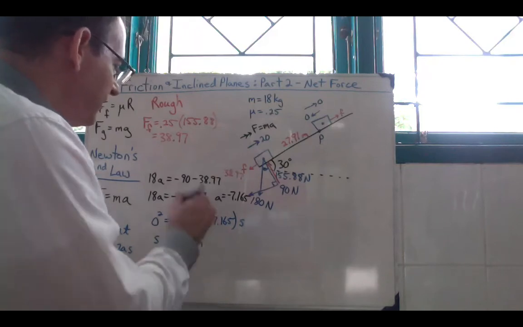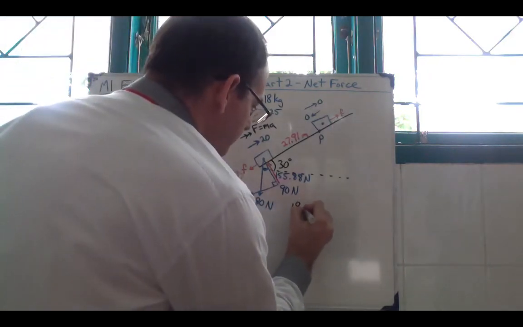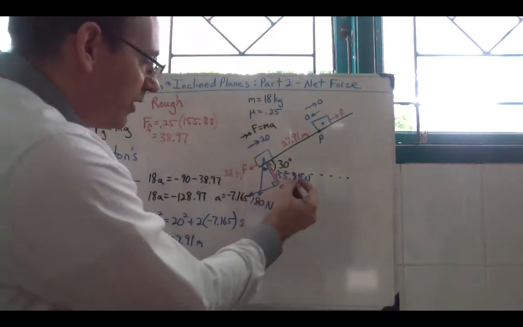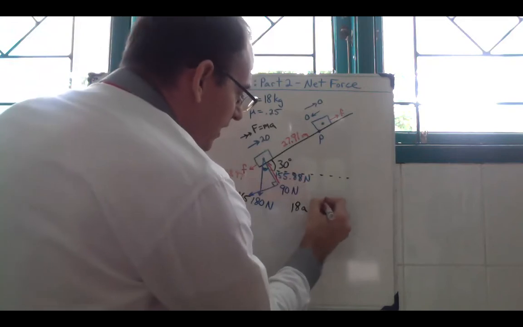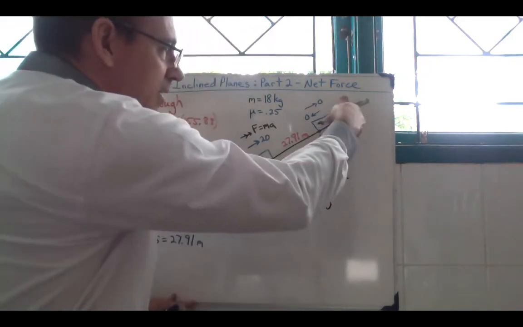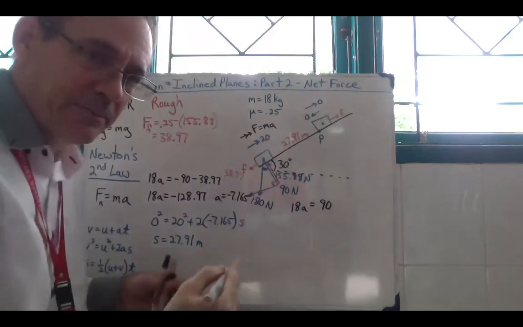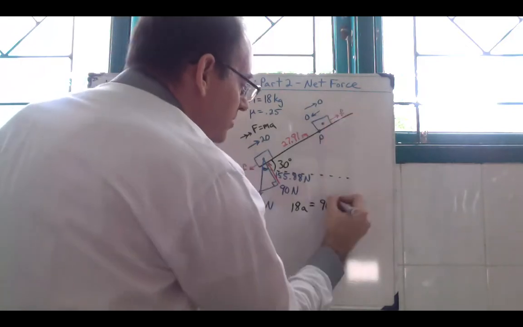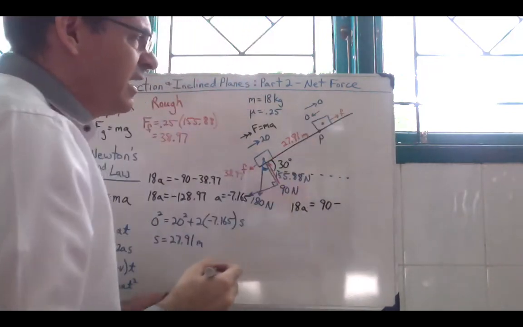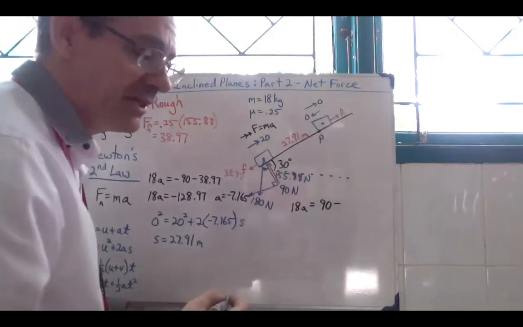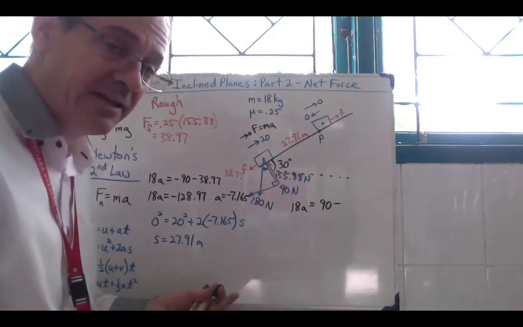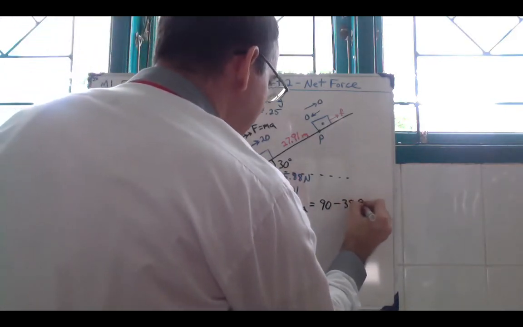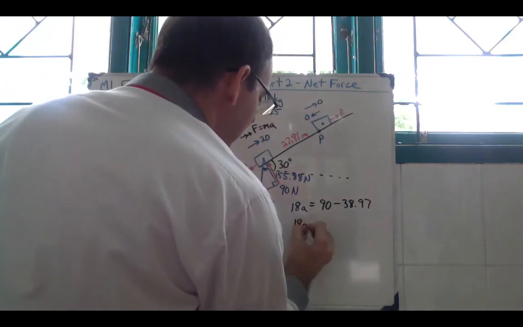We still have 18a, but now our resultant forces are mixed up a little bit. We still have the 90 going down. This time I'm going to make it positive because it is now in the same direction as our motion. And the force from our friction is still going to be negative because it's resisting our motion. So minus our 38.97.